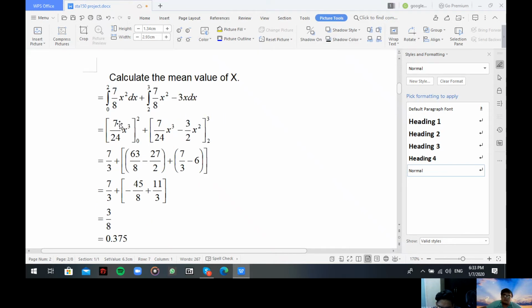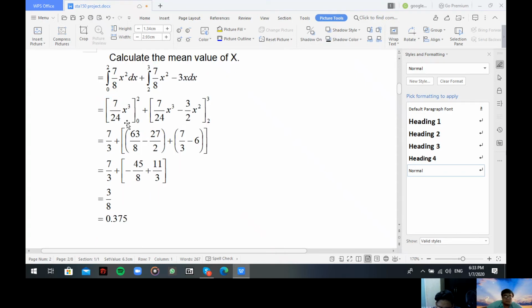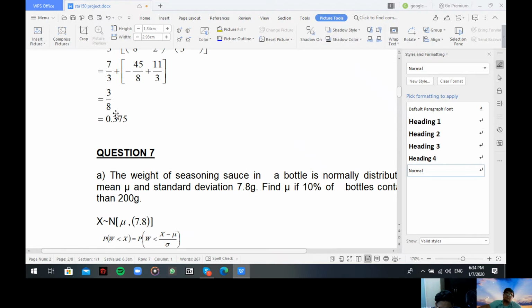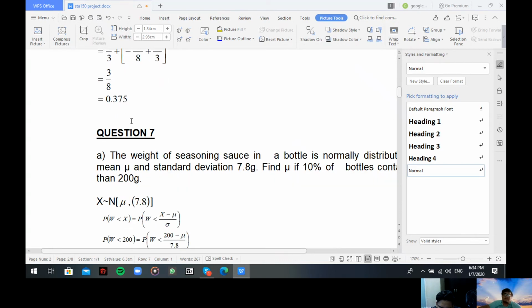Like the others, you need to integrate like this. Don't forget to put the limits, 0 to 2 and 2 to 3. So you will get 3 over 8. Because we are statistics students, I change it to decimal point. So actually the answer is 0.3750, but I just change it to 0.375.